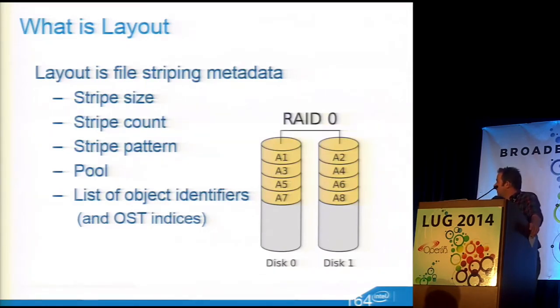What is it? It's file striping metadata. So in Lustre, we stripe file data over one or more objects, and we do that for bandwidth and capacity. So it's analogous to RAID 0, but with objects instead of disks. The layout describes this, and it includes things like the stripe size, how much we write before we go to the next object, or go back to the beginning of the list, the number of objects, the pattern, which to date has always been RAID 0, the name of a storage pool, and then the identifiers for the objects themselves. So this has worked pretty well for us.